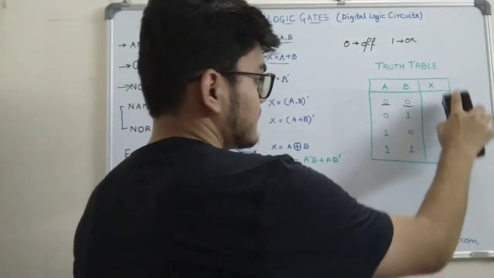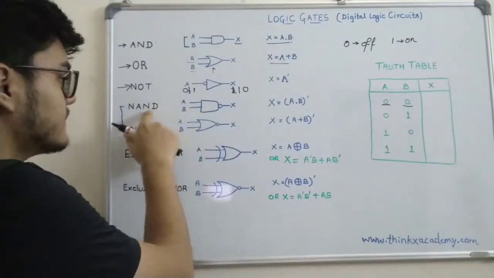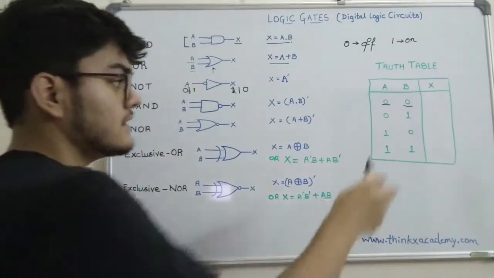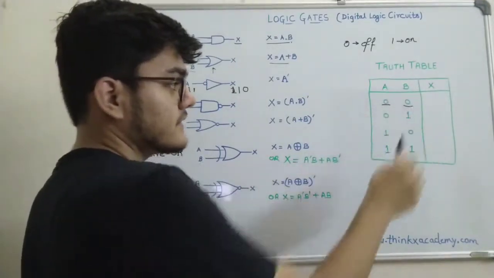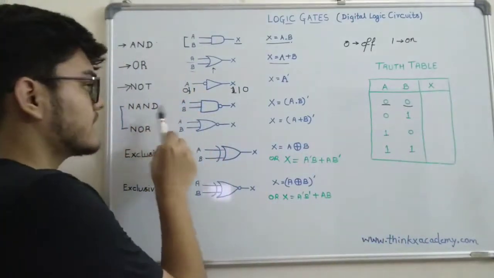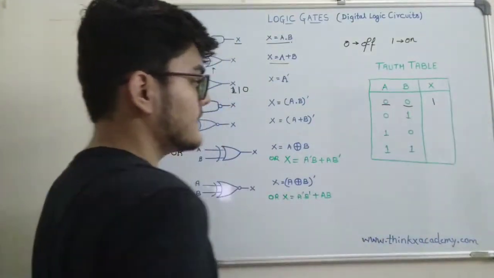So let's first check what will be the output in the case of the NAND gate. In an AND gate, we know that if both the inputs are 0, the output will also be 0. But since this is not AND, we are going to do the inverse of it. So we will make it 1.